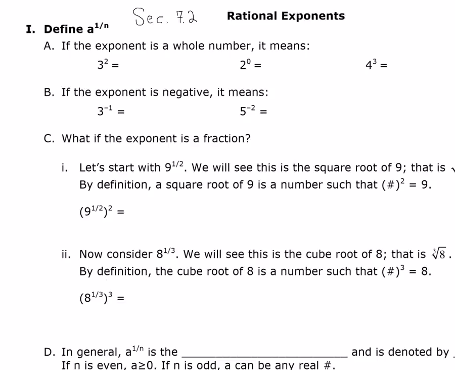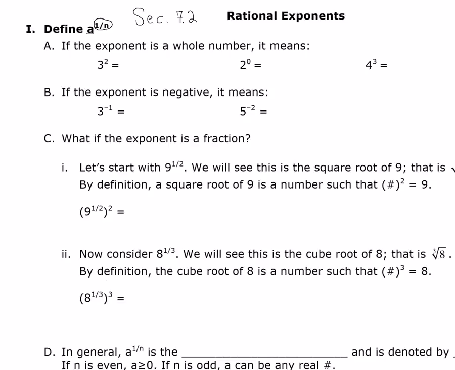It says define a raised to the 1 over nth power. So this is our base, and this is your exponent. Make sure you write this nice and small so that you can indicate to yourself that this is our exponent. So if the exponent is a whole number, copy down a here. If the exponent is a whole number, it means, alright, we're going to take you down memory lane here.